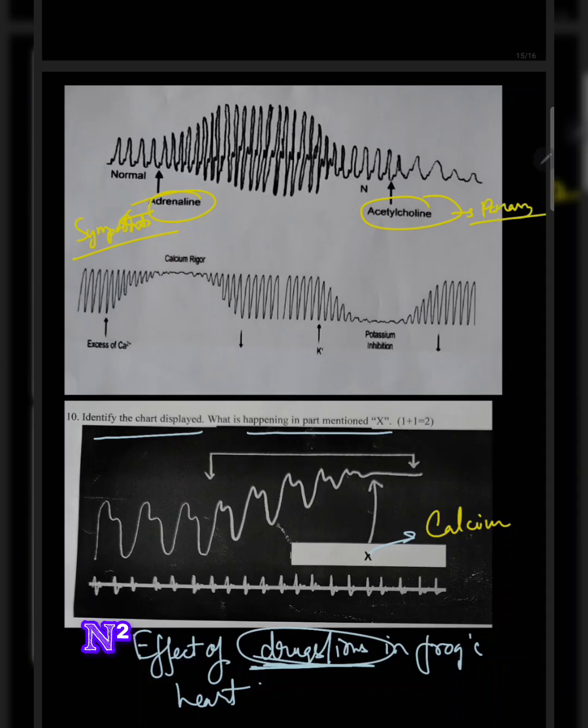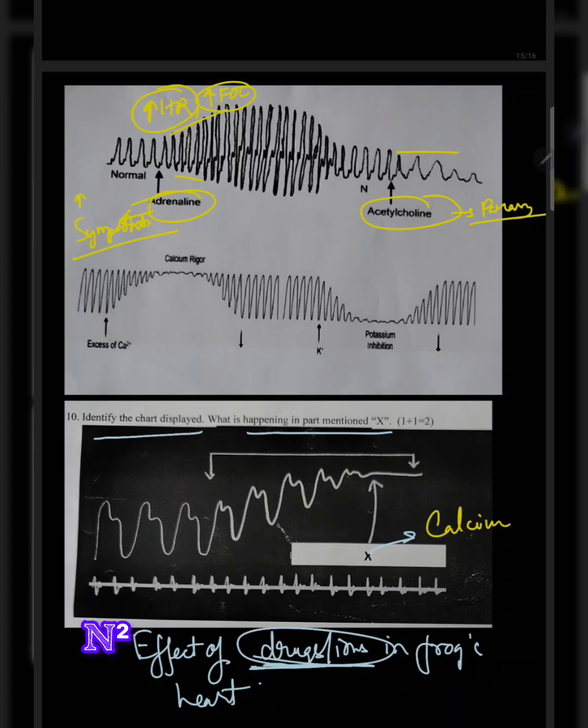Now the mechanism of action of a sympathetic drug is that it will help in increasing the rate and force of contraction of the cardiac tissue. So it will affect the cardiac pacemaker cells and the myocardial cells. You will tend to get increasing amplitude and rate. The curves will be coming closely spaced together, clumping together.